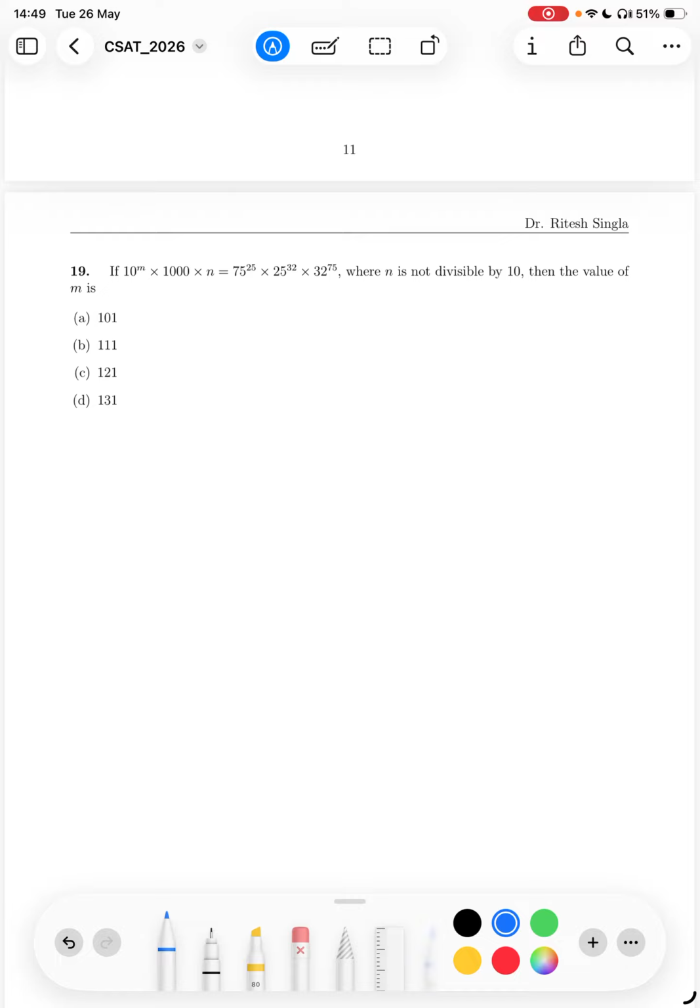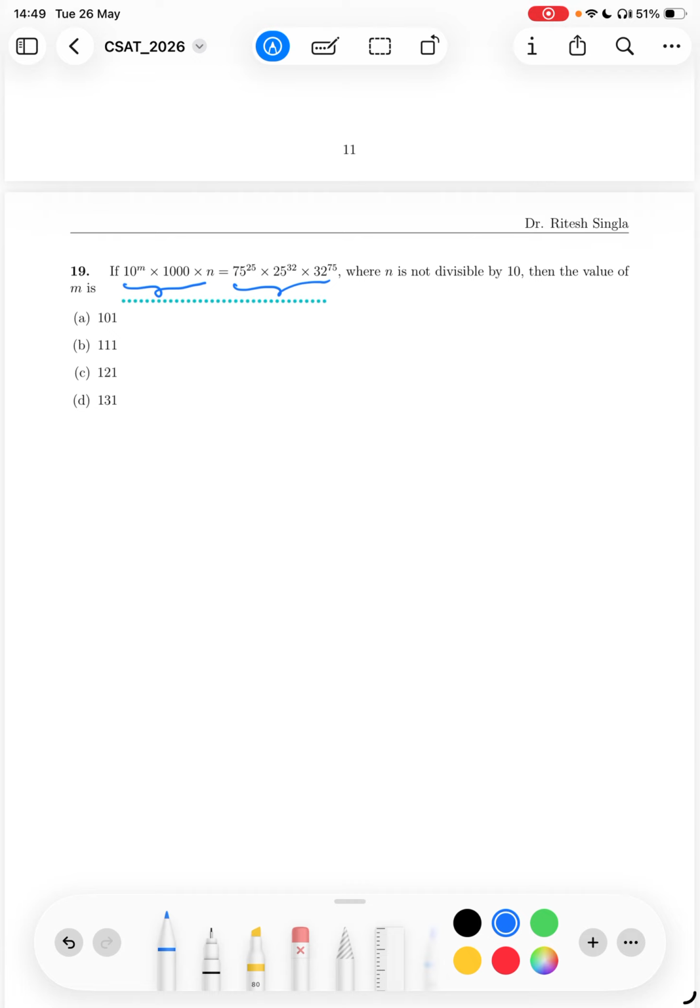It says if we have 10 to the power m cross 1000 cross some natural number n which is not divisible by 10, and on the right hand side we have 75 to the power 25, 25 to the power 32 and 32 to the power 75, then the value of m is. So what we try to do here is make these right hand side numbers in the form of left hand side.